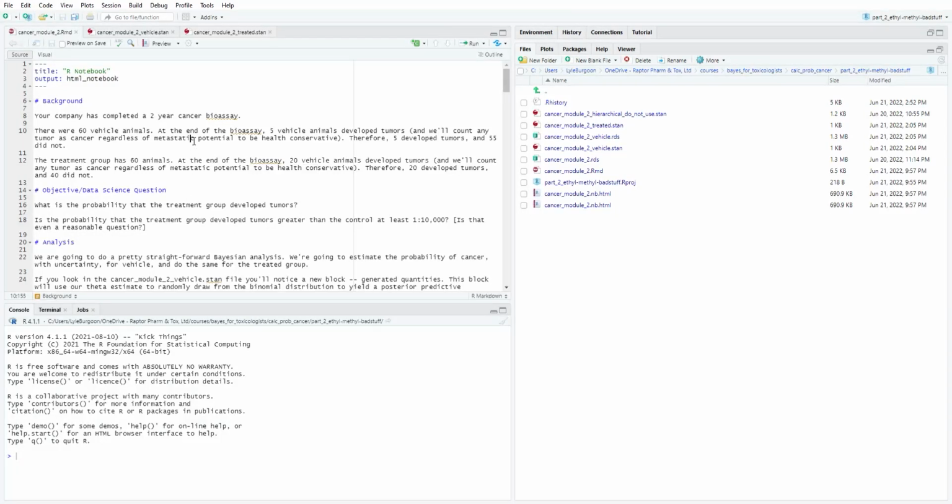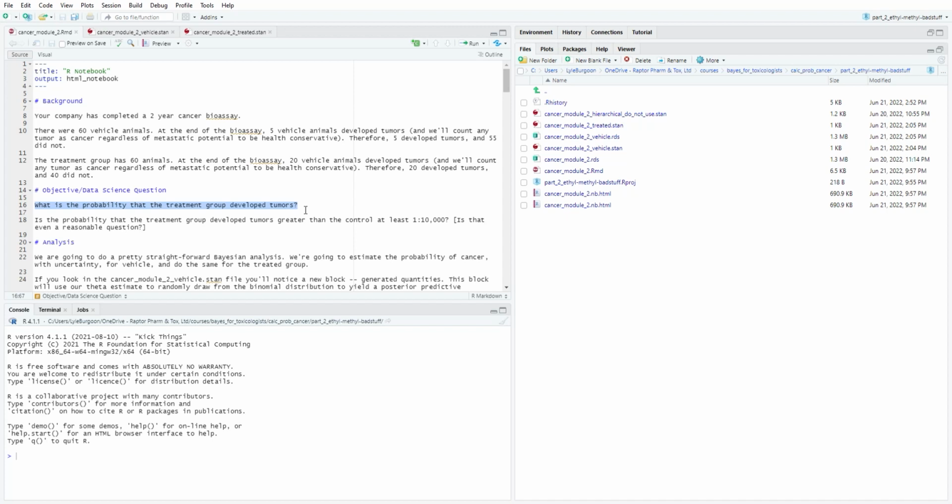So now we're looking at cancer module number 2. In this case, what we're going to look at is a case where we've got 60 vehicle animals and 60 treated animals. And the question we're looking to answer is this one right here: what is the probability that the treatment group developed tumors? That's the first big question.